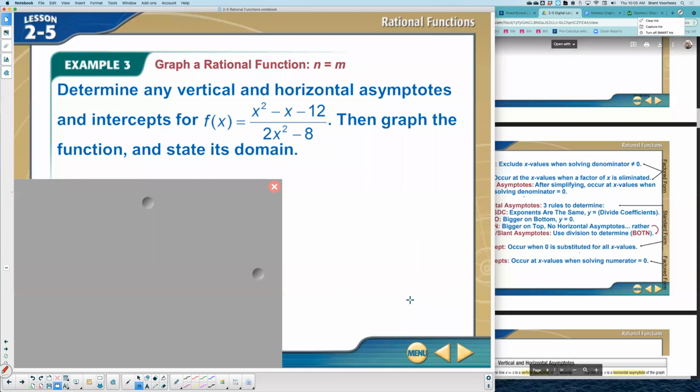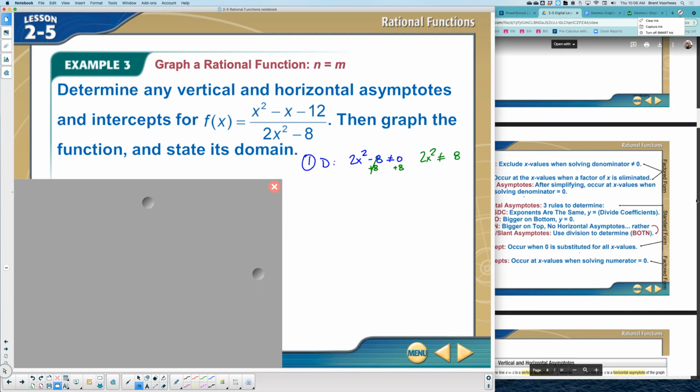All right, example 3 here. Again, it's going to tell us specifically what to look for. We're going to just find all 5 things. So number 1, the first thing I've been finding is domain. What am I not allowed to do with a division? Divide by 0. So 2x squared minus 8 cannot equal 0. What's the first step there? Add 8. We would add 8 to both sides, which means 2x squared cannot equal 8.